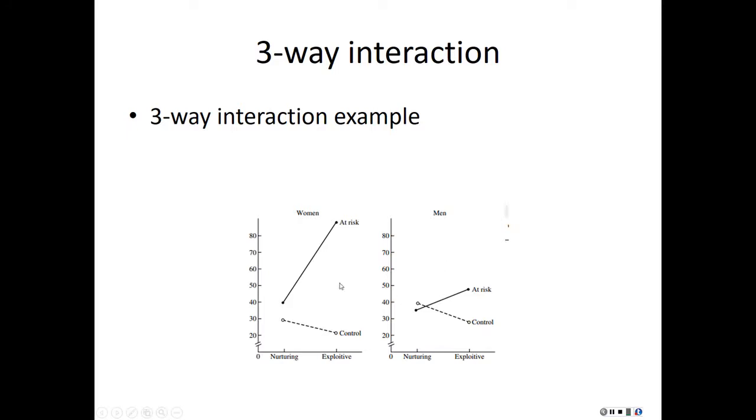Okay, so here's another 3-way. So we have nurturing and exploitive, and here's at risk and control, women versus men. If we look at the difference, I don't even know what this variable is. If we look at the difference between the control and the at risk, so the exploitive, we don't see any significant differences between the women or the at risk and the control in the nurturing condition for either of the genders. However, you see there is a decline for men and women in the control condition when it's exploitive, but when it's at risk, there's a much larger increase in the exploitive condition as compared to men.